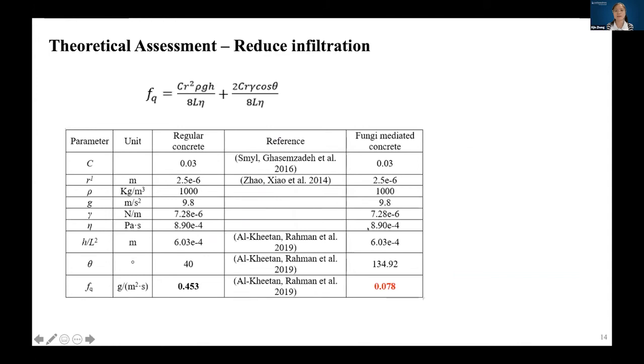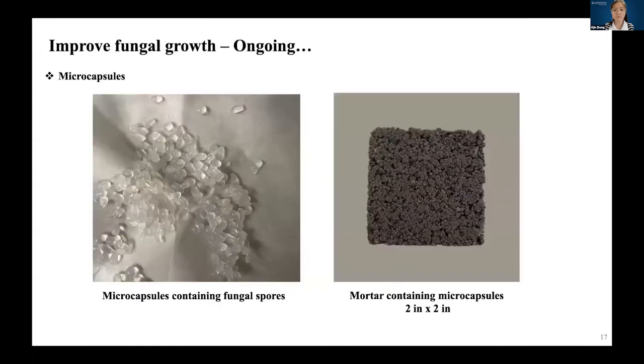Next, we calculate the infiltration rate of the fungi-mediated self-healing concrete and compare it with regular concrete. For the regular concrete, the contact angle is 40 degrees. For the fungi-mediated self-healing concrete, when covered by the fungi mycelium, we can get a larger contact angle. So they can reduce the infiltration rate to 70.22% of the regular concrete structure.